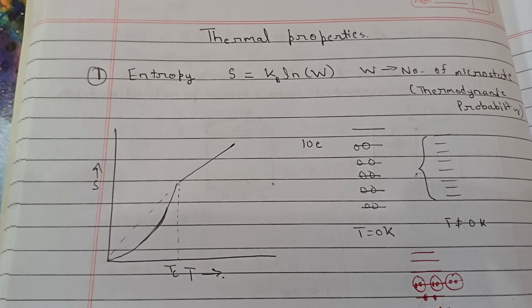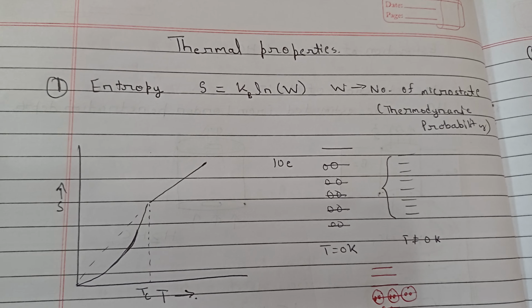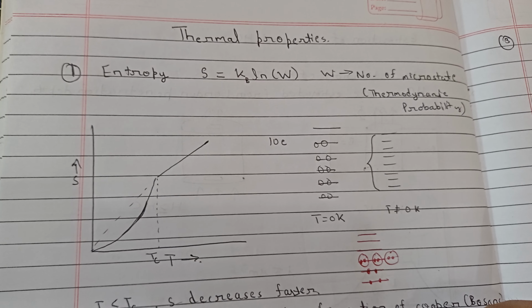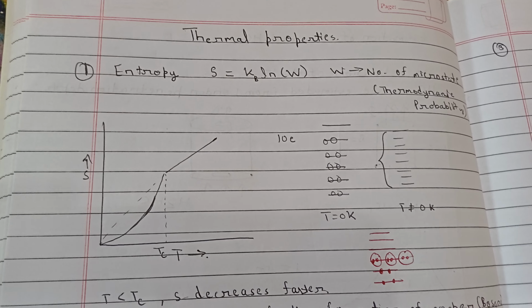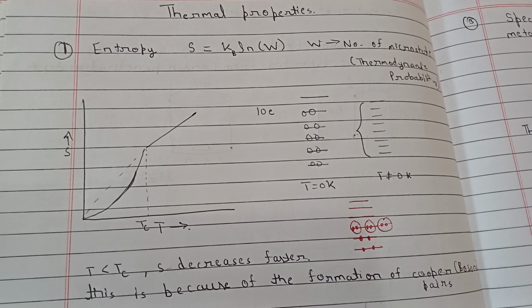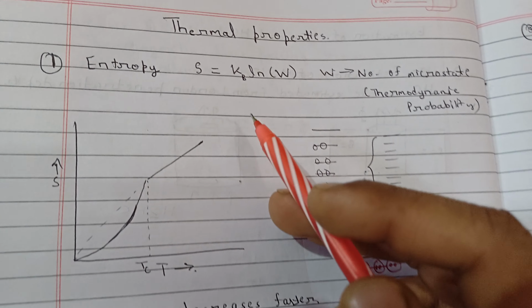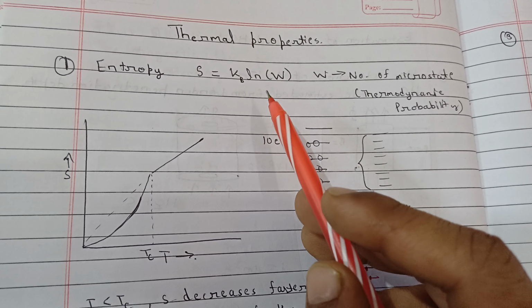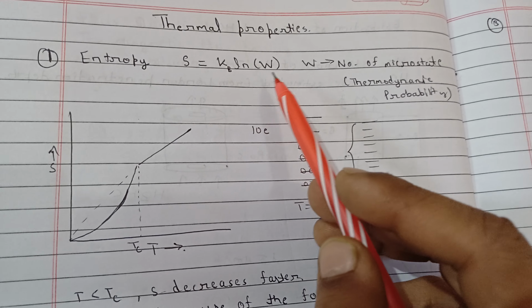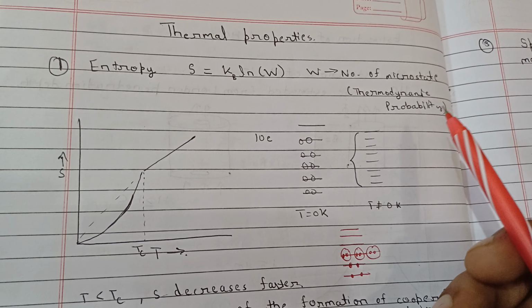Let's study the thermal properties of superconductor materials. First of all, let's discuss entropy. What's entropy? We all know that entropy is a measurement of spontaneousness. In the general formula, S equals k_B ln W. k_B is the Boltzmann constant, and W is the number of microstates, or we can say the thermodynamic probability.